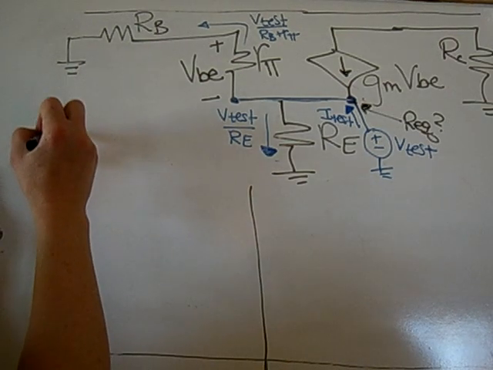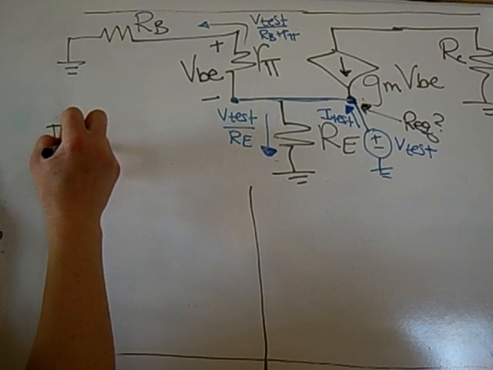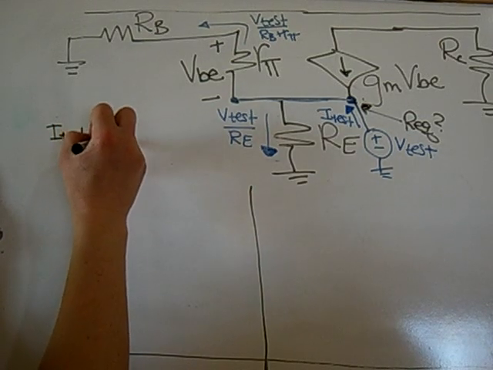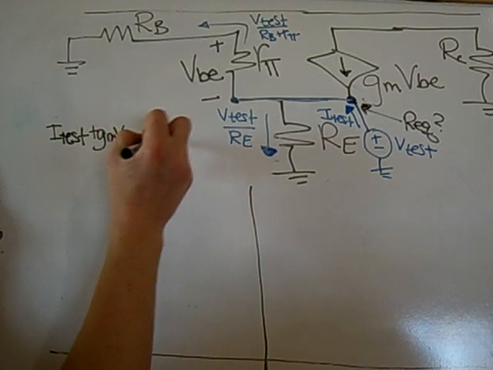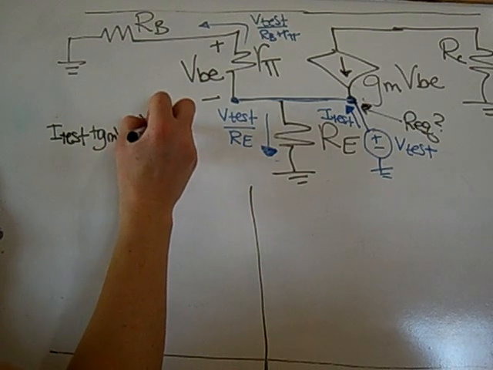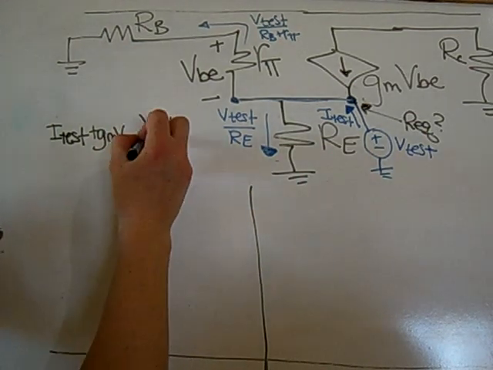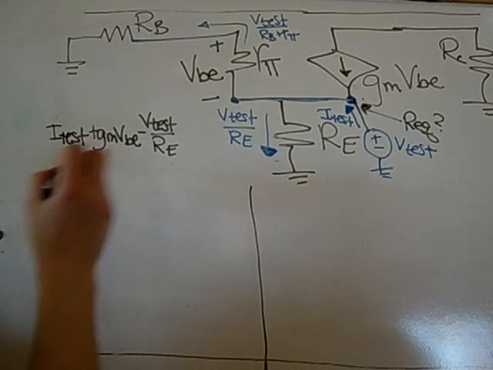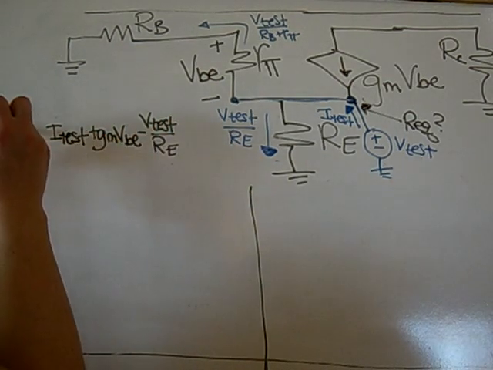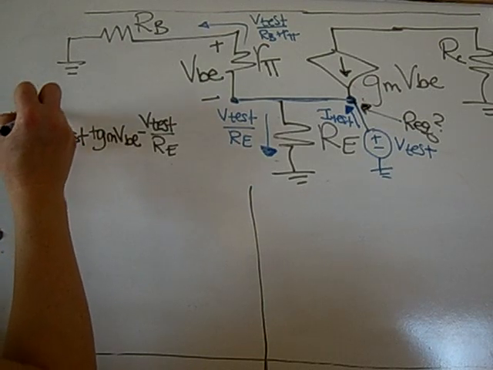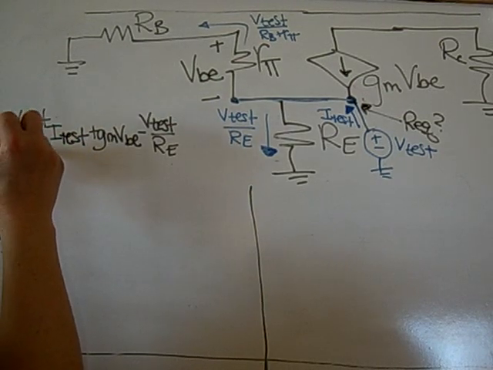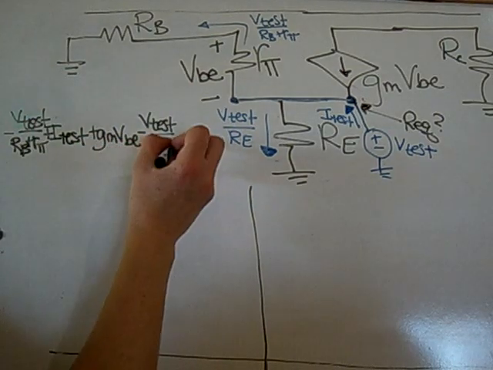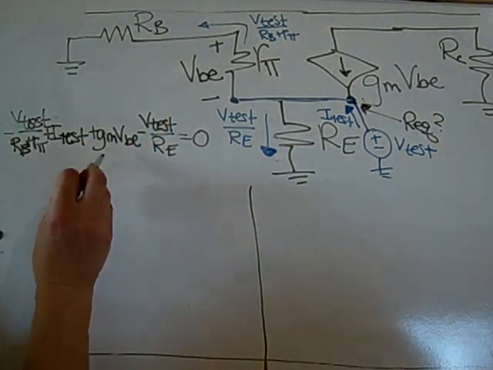So I test is going in, and GM-VBE is going in, and V test over RE is going out, and V test over RB plus R pi is also going out, and that's equal to 0.